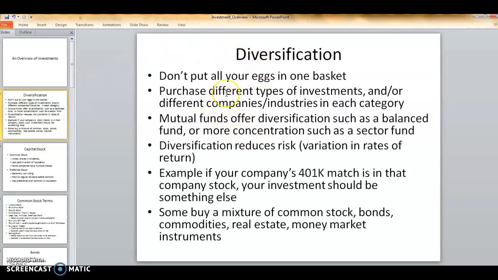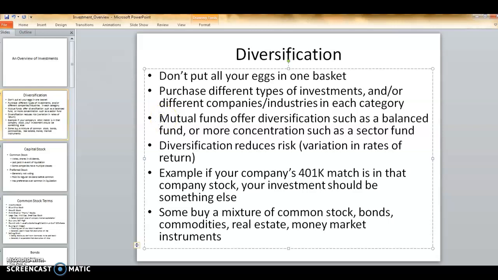Now that might mean purchasing different types of investments, or different categories, or different companies or industries in each different category. Mutual funds offer a way to diversify, such as buying, for example, what we call a balanced fund, which invests in a specific allocation, like 40% bonds, for example, and 60% common stock. So it's some kind of a balance of investments. Diversification helps us to reduce risk. Risk basically is defined as a variation in rates of return.